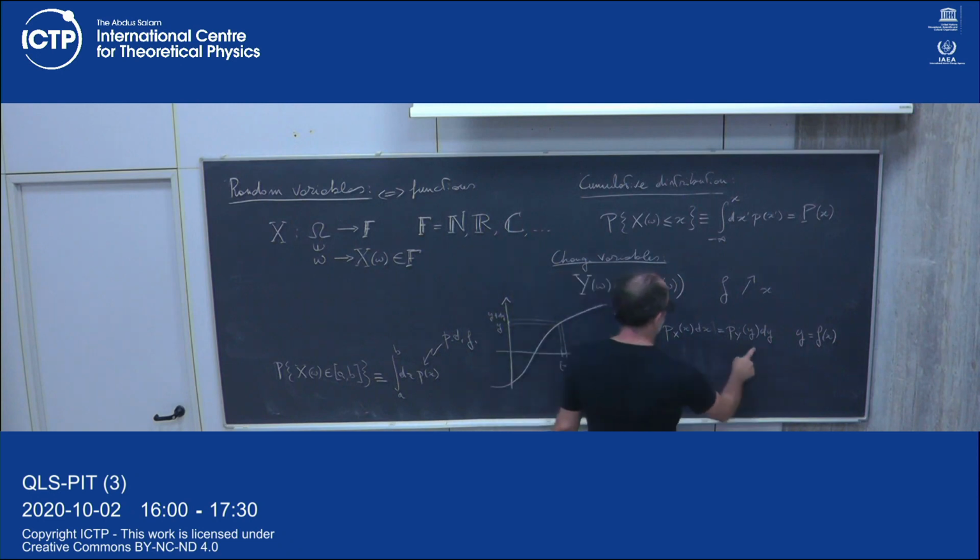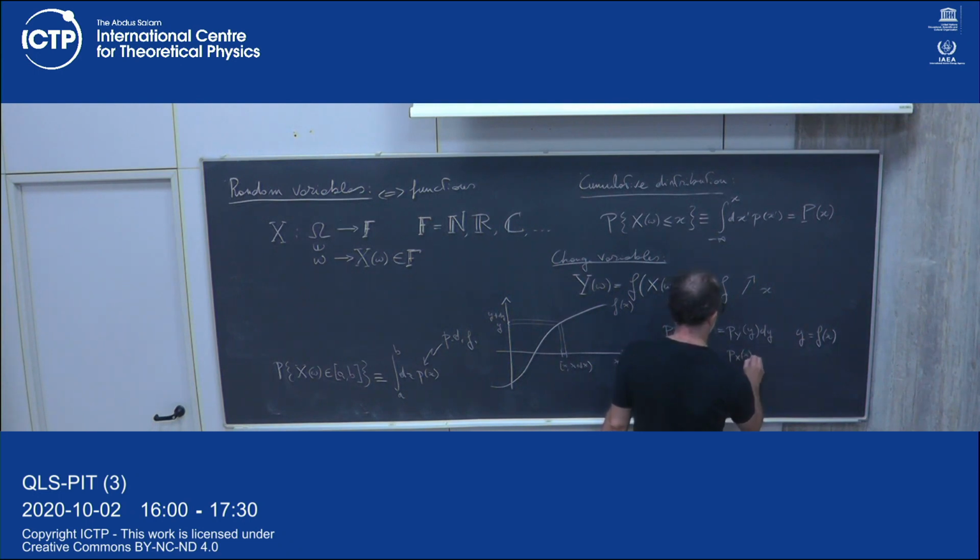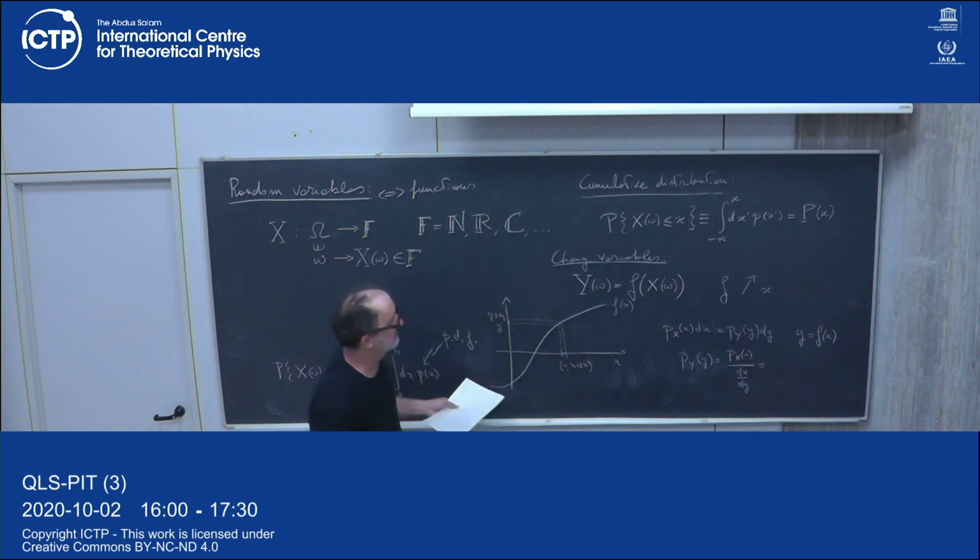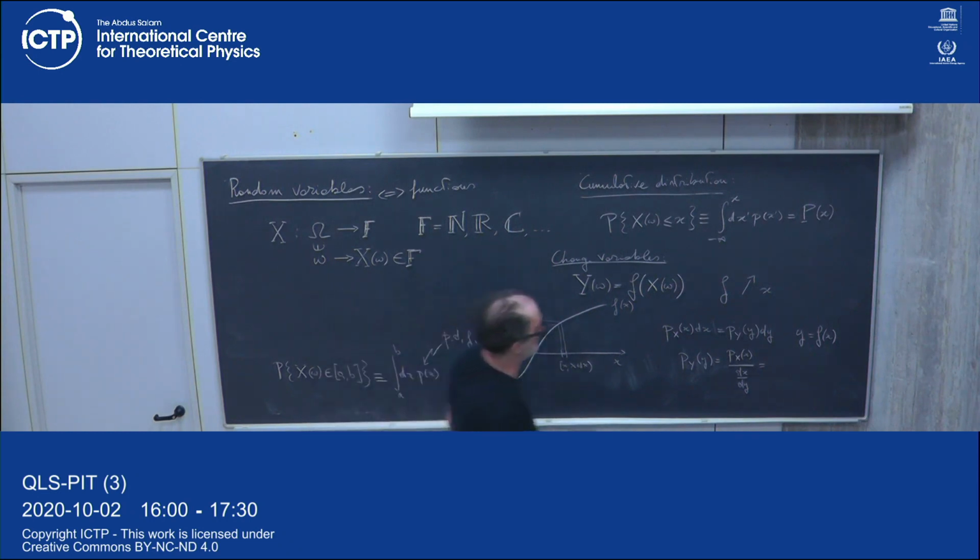So you see from this definition that the PDF of y should be equal to the PDF of x divided by dy over dx. And what is this? Well, this is the inverse of dy by dx.